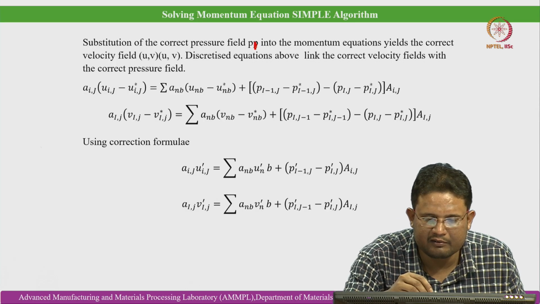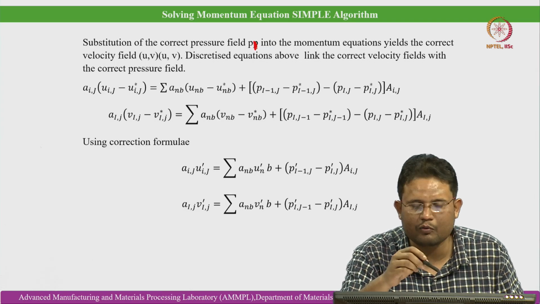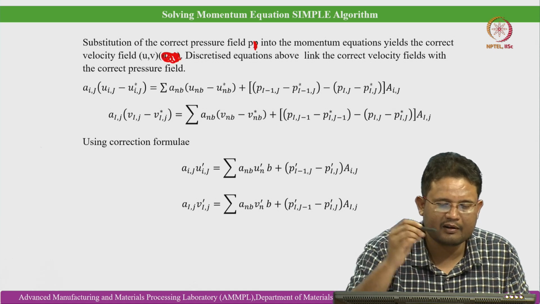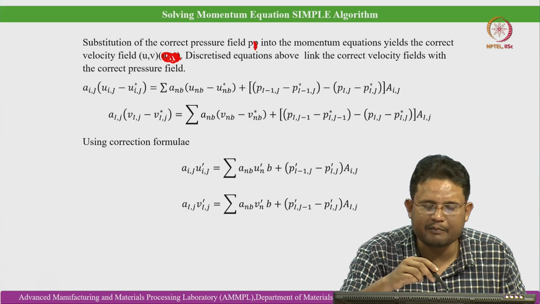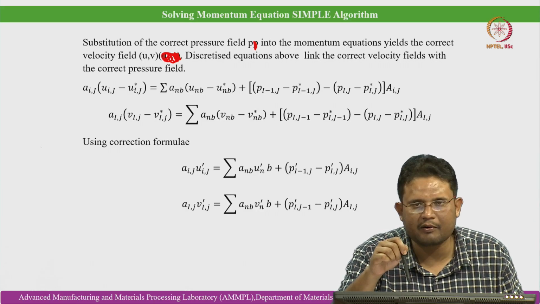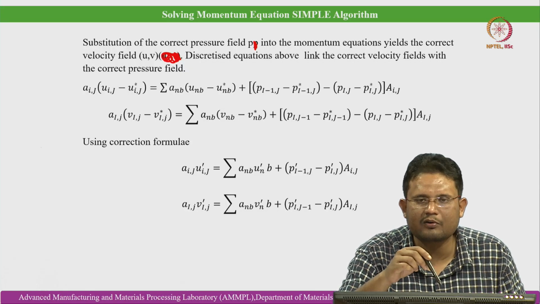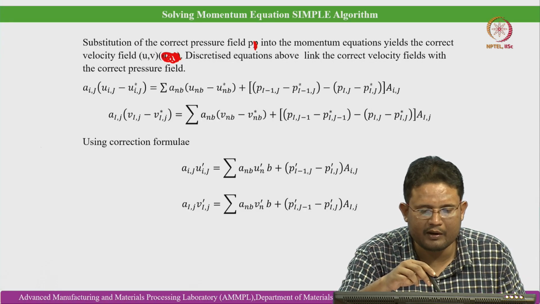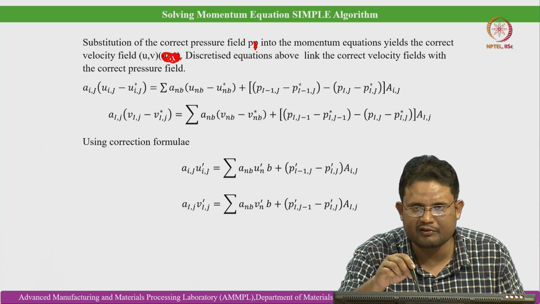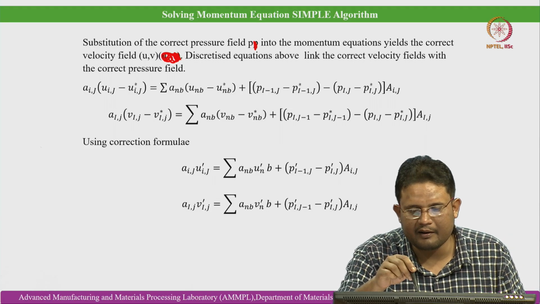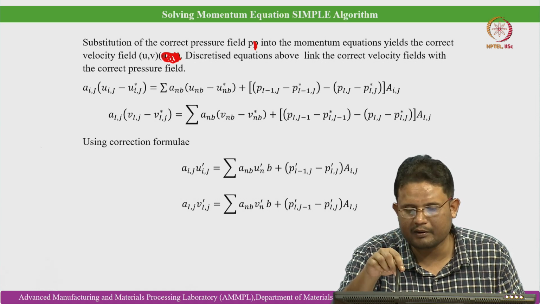Now, substitution of the correct pressure field P into the momentum equations yields the correct velocity field, that is U and V. The discretized equations above link the correct velocity fields with the correct pressure field. So, how they are linked is like this: A_ij multiplied by (U_ij minus U*_ij) is equal to summation of A_nb multiplied by (U_nb minus U*_nb) plus (P_{I-1,j} minus P*_{I-1,j}) minus (P_Ij minus P*_Ij) into A_ij.